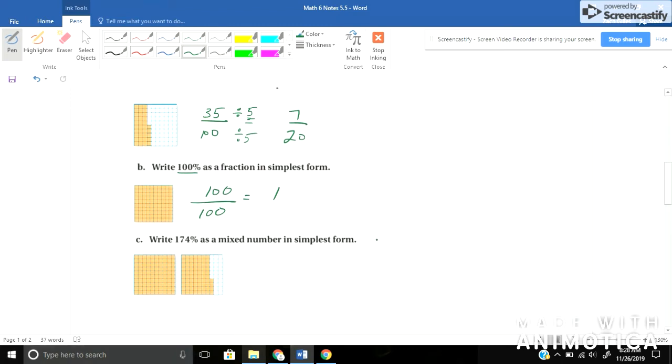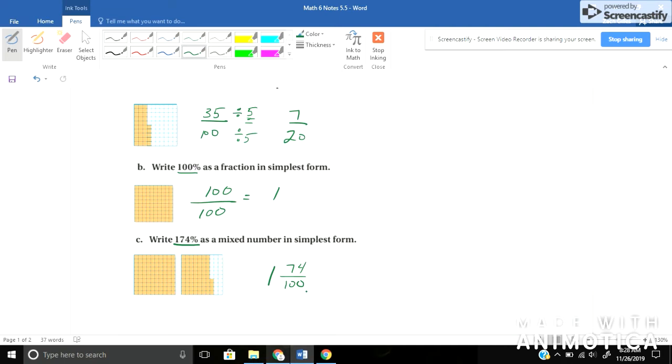Now we have an example where we have a percent that's greater than 100. We have 174%. And they want us to write that as a mixed number. Well, here we have 1 whole. So we figured out in the previous example that's 1. And then here I have a portion of this 10 by 10 grid highlighted. And there are 74 out of 100 that are in orange there. And now I just need to simplify that.